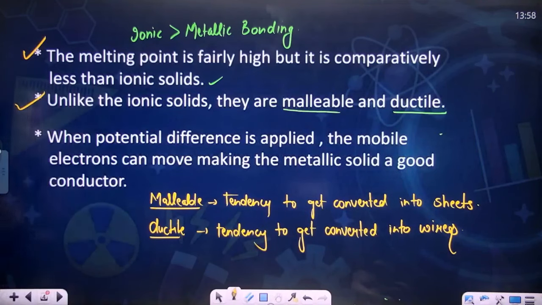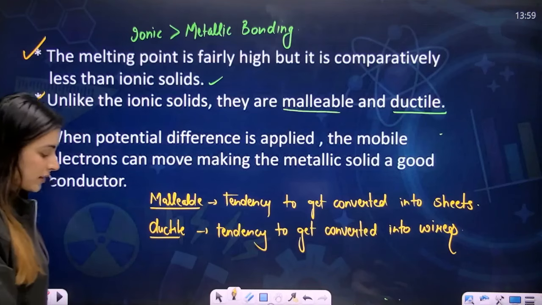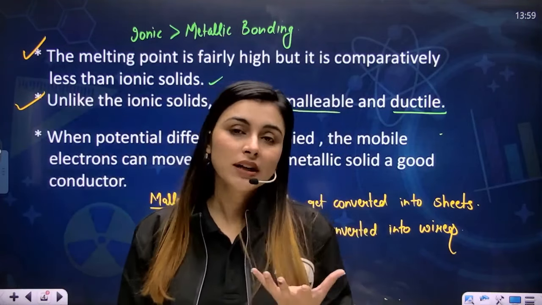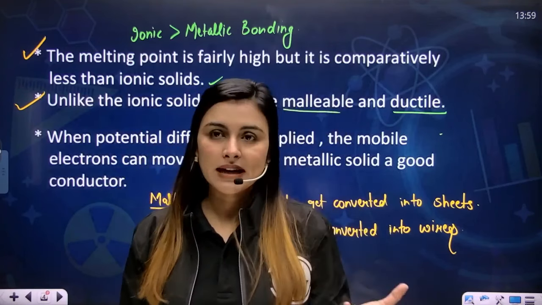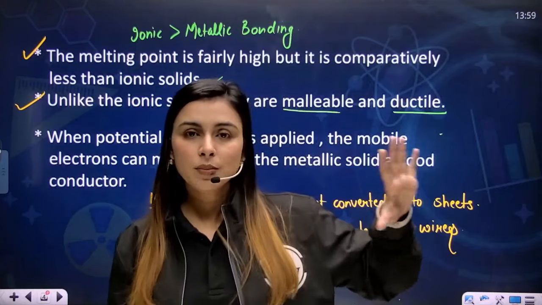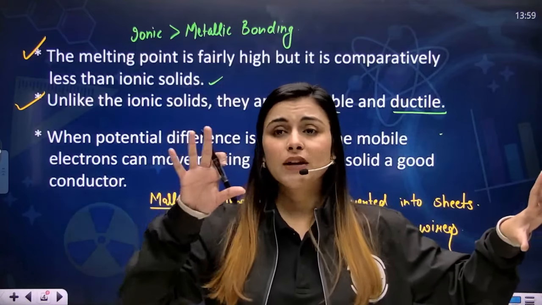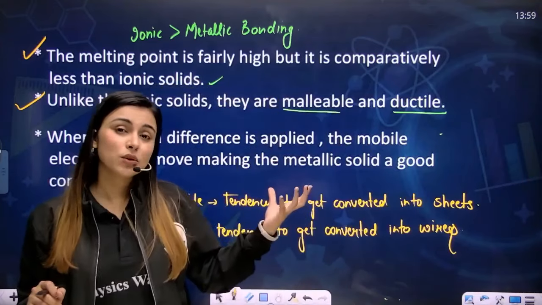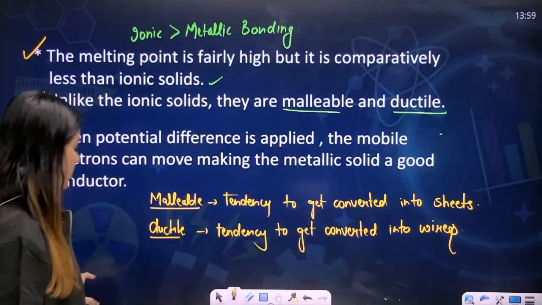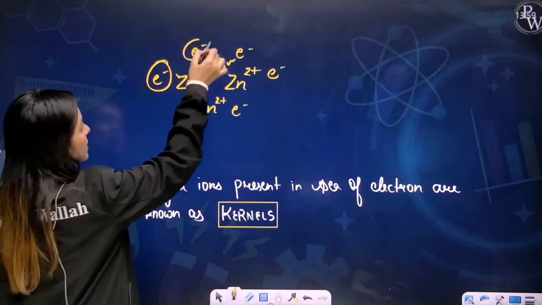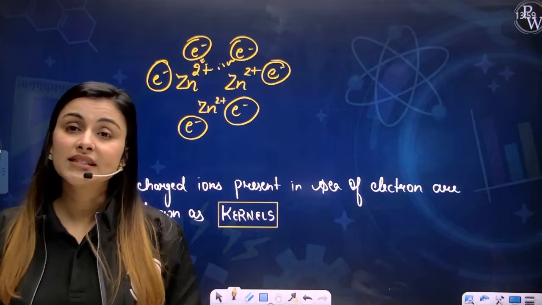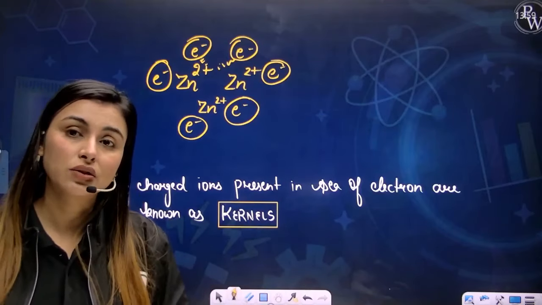Next, when potential difference is applied, the mobile electrons can move, making the metallic solid a good conductor. I told you that for a metal or an element to be a good conductor of electricity, it should have good charge carriers. And what are charge carriers? Either they could be free electrons or free ions. Metallic solids are good conductors because you have free electrons present. They don't have a fixed position. They are free. Since they have free electrons, they can carry the charge and are good conductors of electricity.